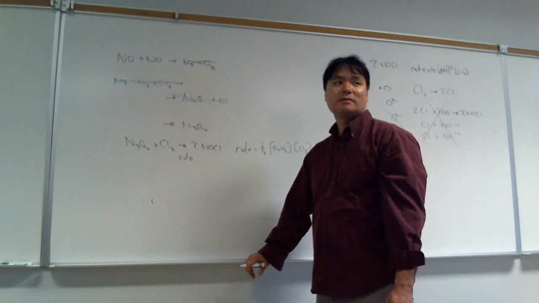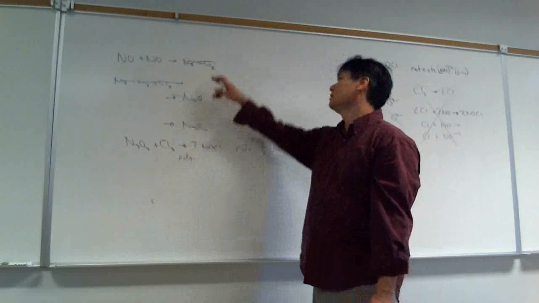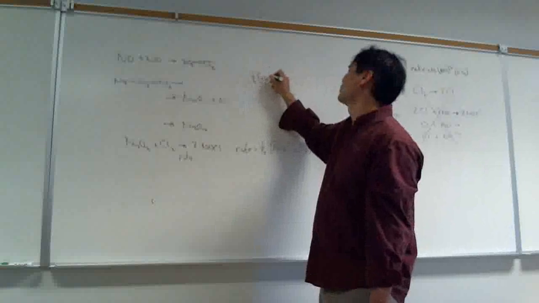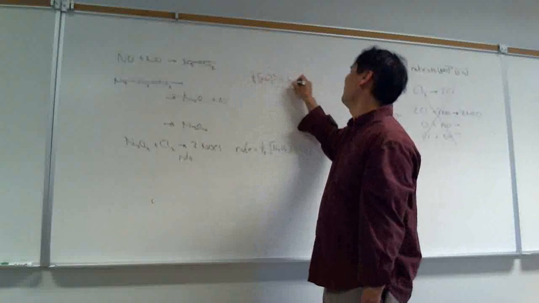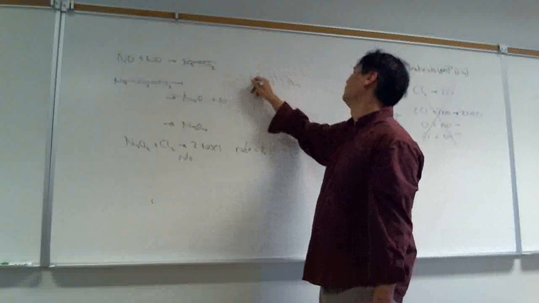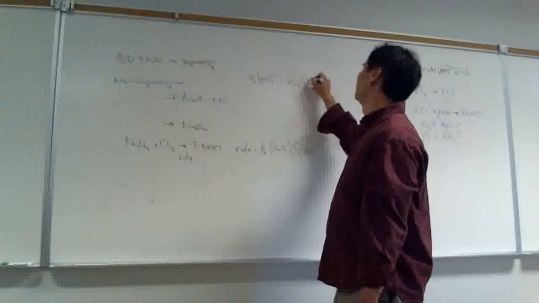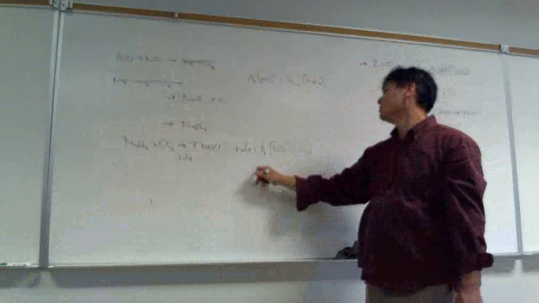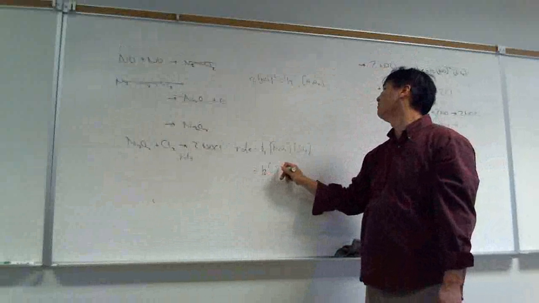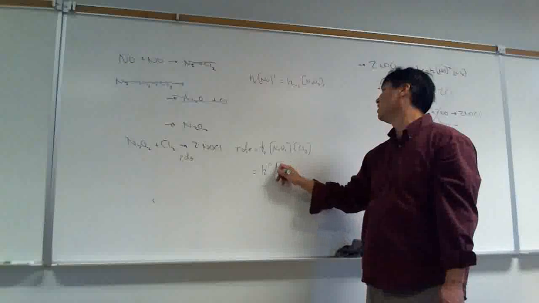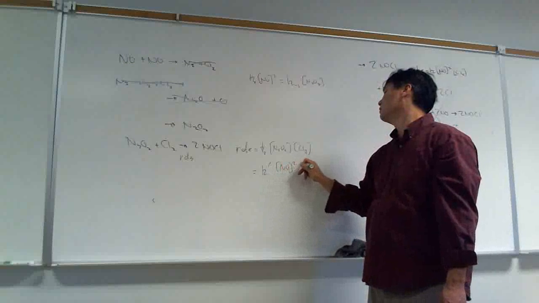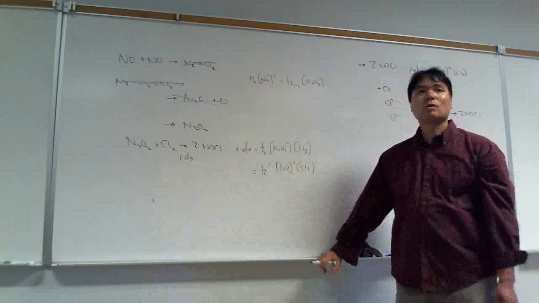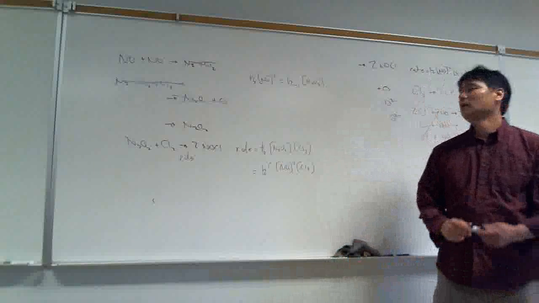The first step is the fast reversible step. Since the first step is fast reversible, then k1[NO]^2 is equal to k-1[N2O2]. Solve for N2O2 and substitute here. We're just going to get k' [NO]^2 [Cl2]. This works.